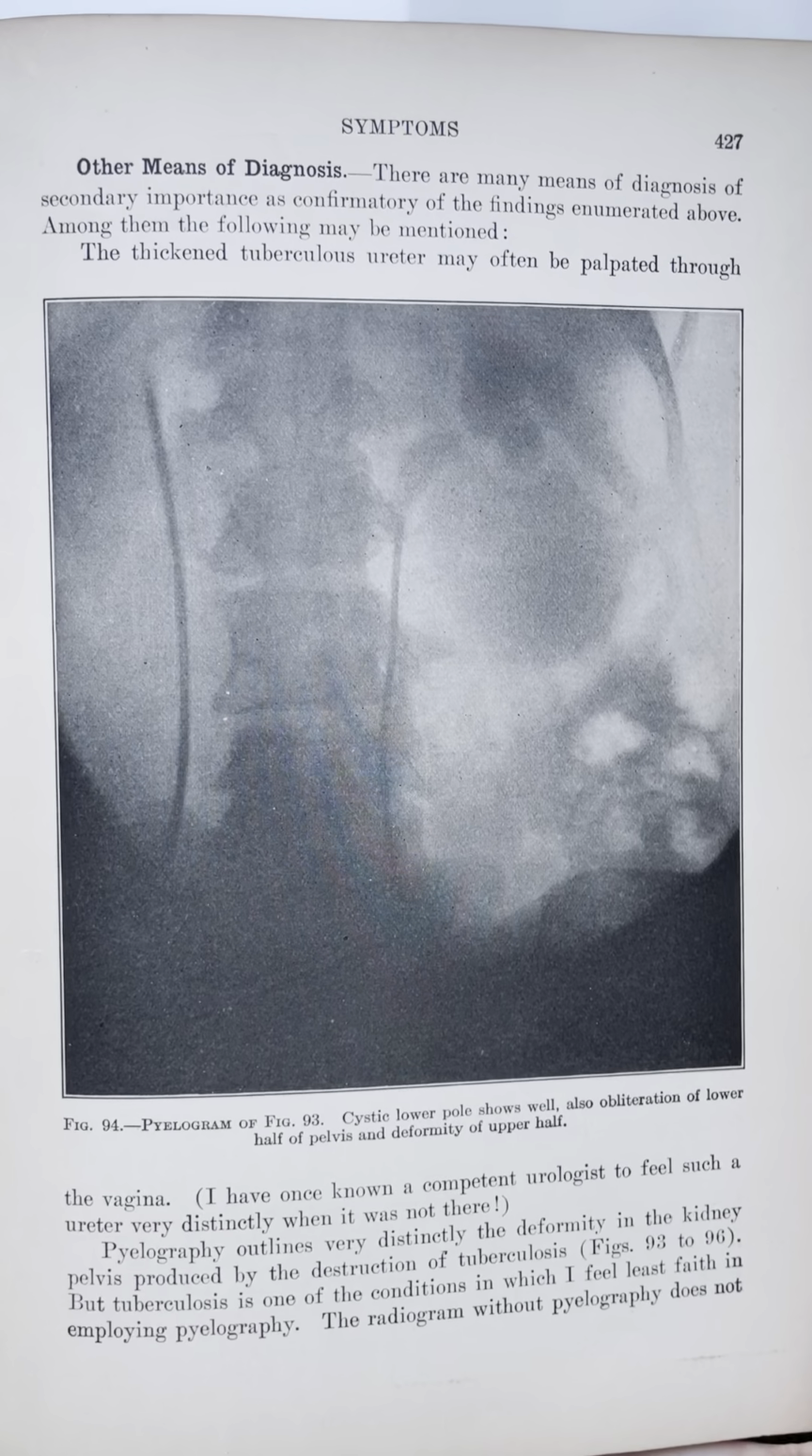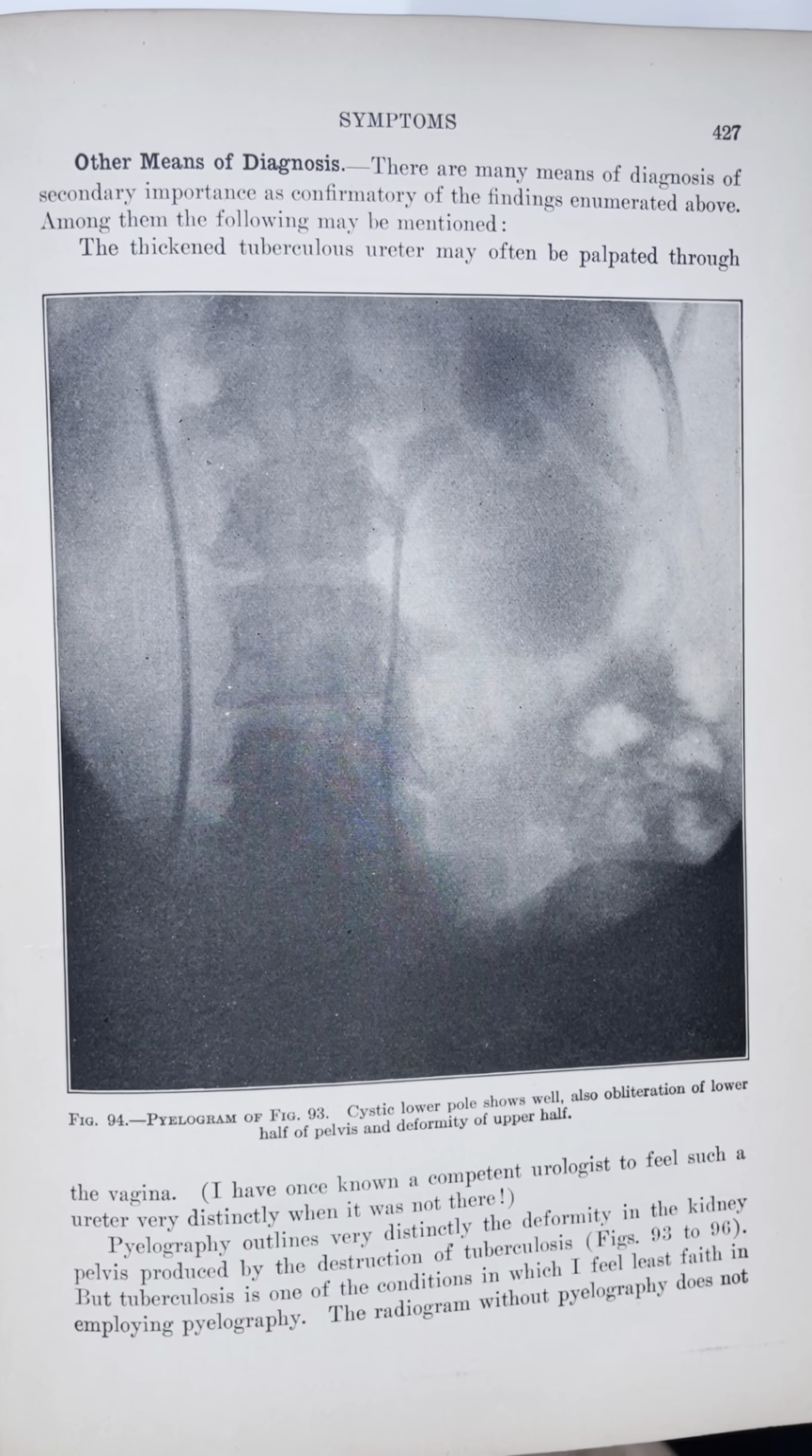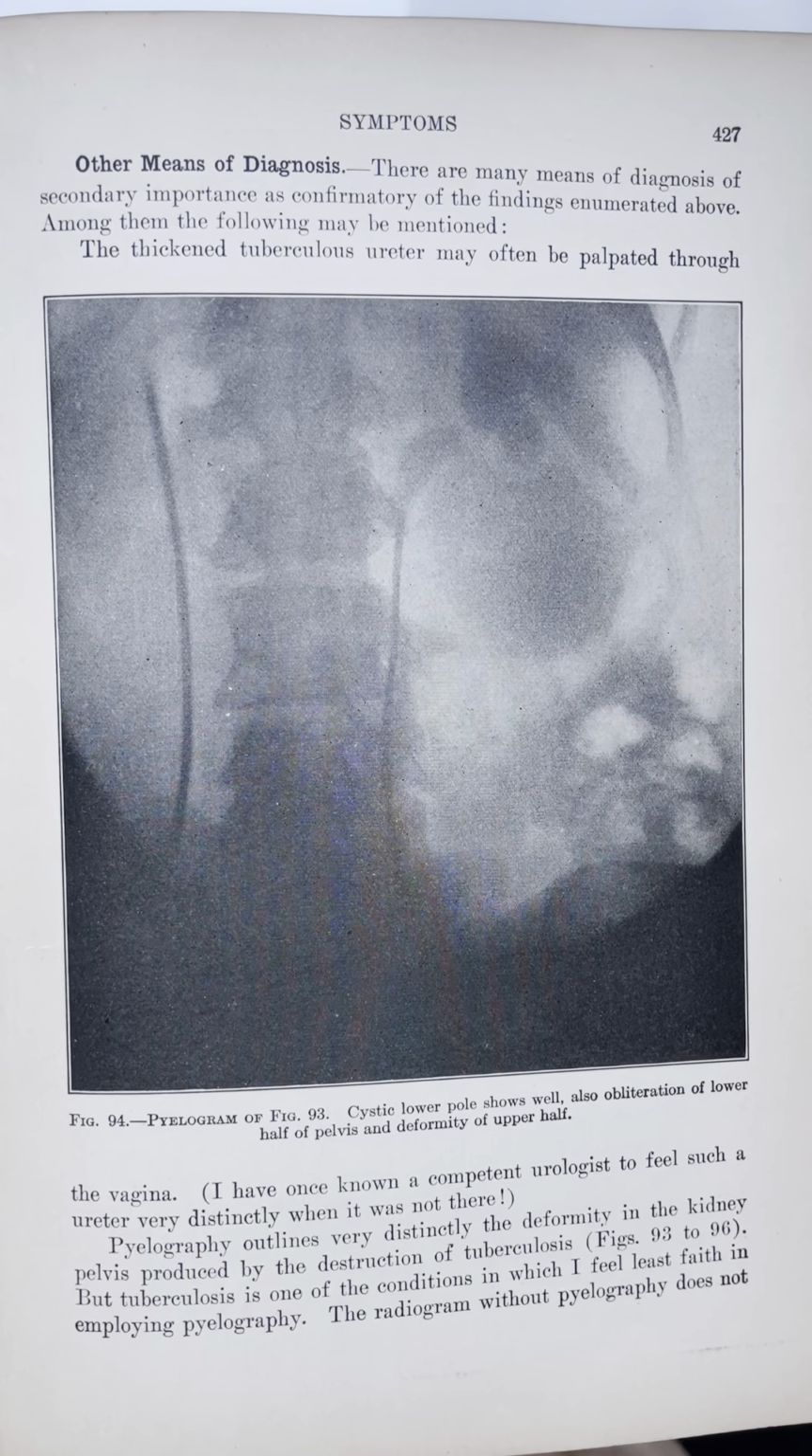Other means of diagnosis. There are many means of diagnosis of secondary importance as confirmatory of the findings enumerated above. Among them, the following may be mentioned. The thickened tuberculous ureter may often be palpated through the vagina. I have once known a competent urologist to feel such a ureter very distinctly when it was not there. Pyelography outlines very distinctly the deformity in the kidney pelvis produced by the destruction of tuberculosis, figures 93 to 96.